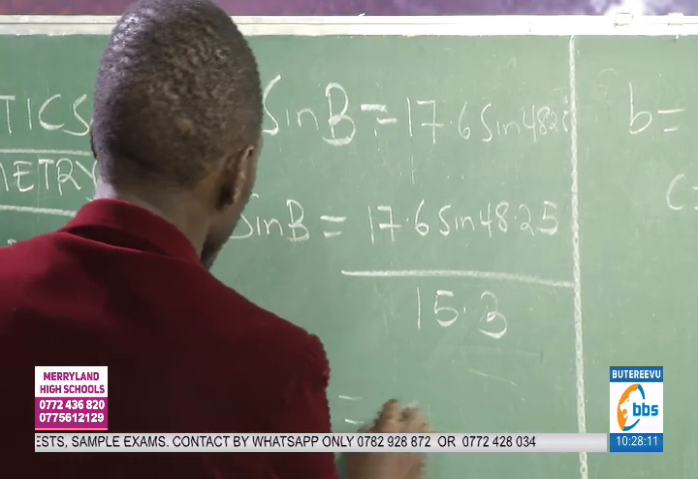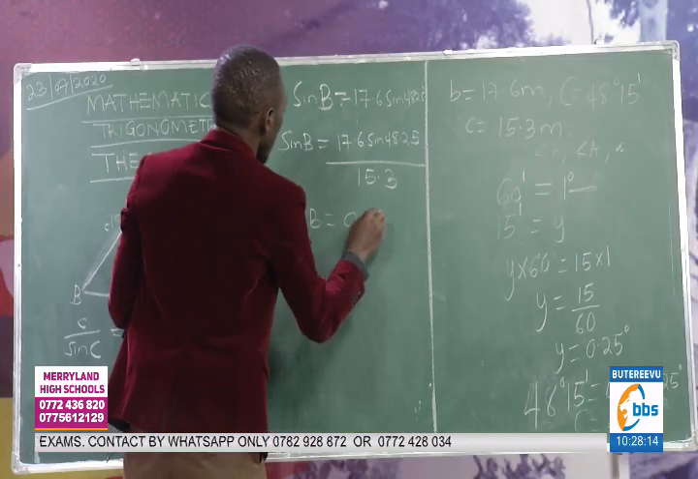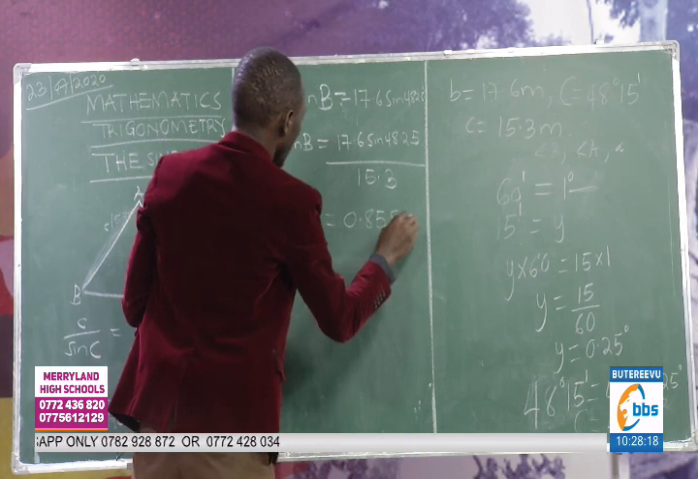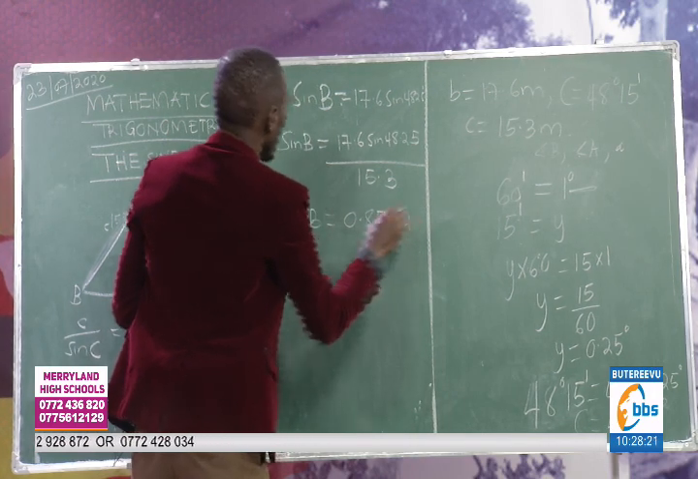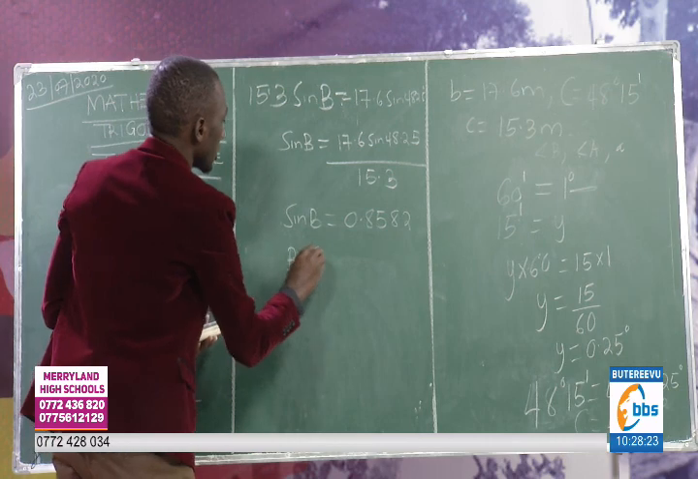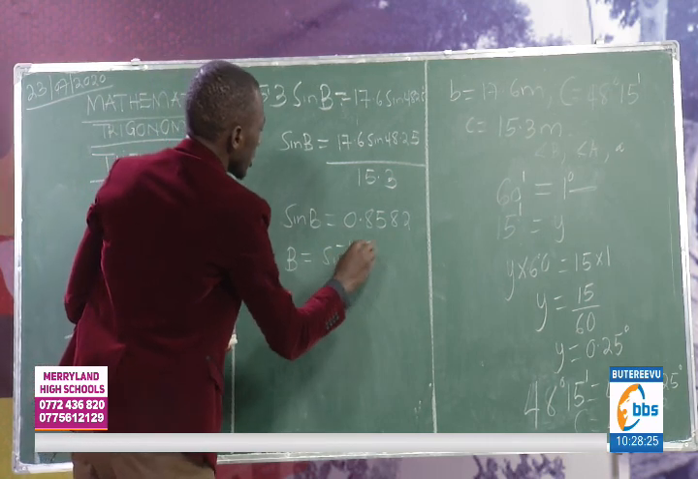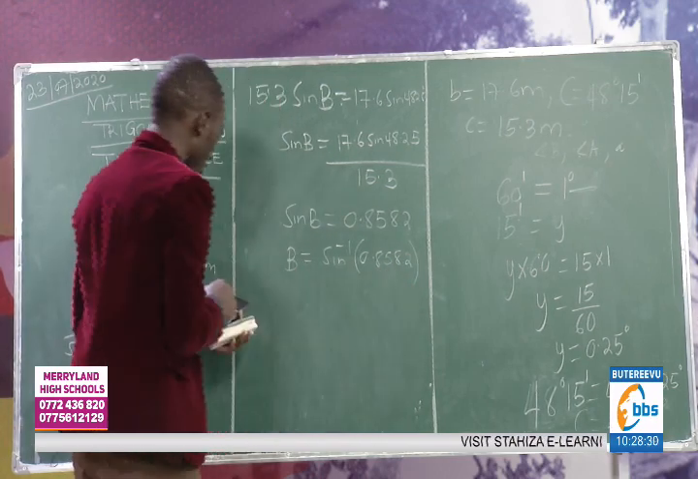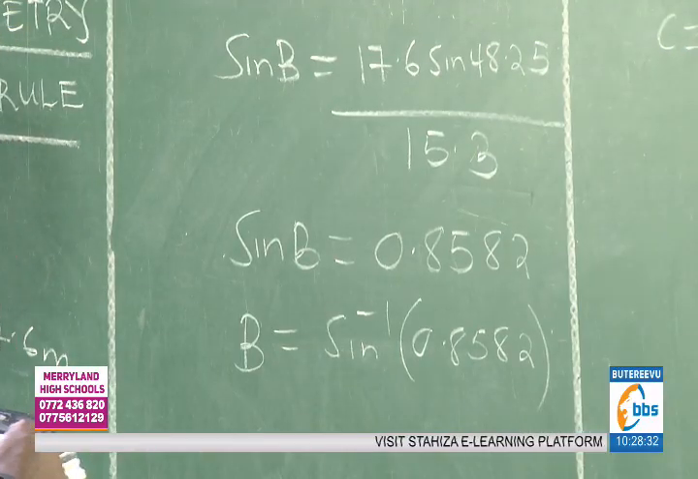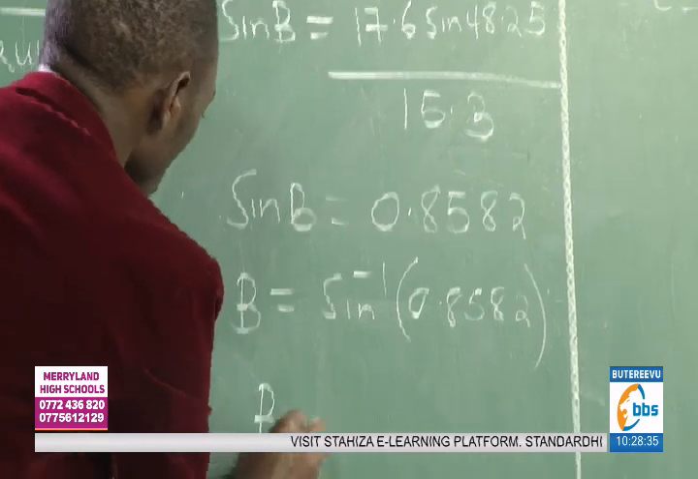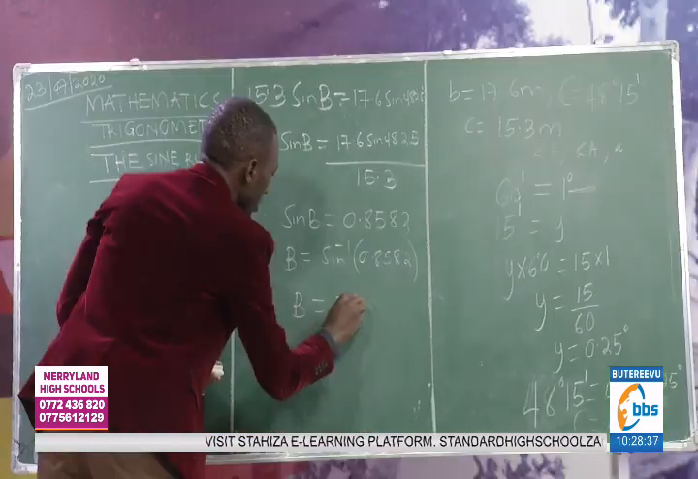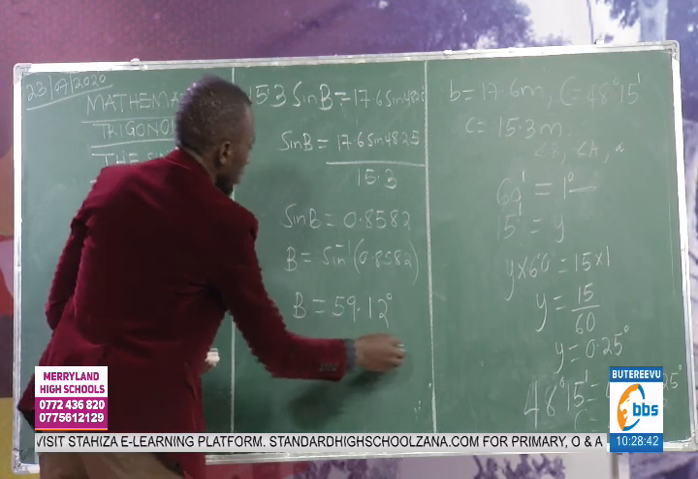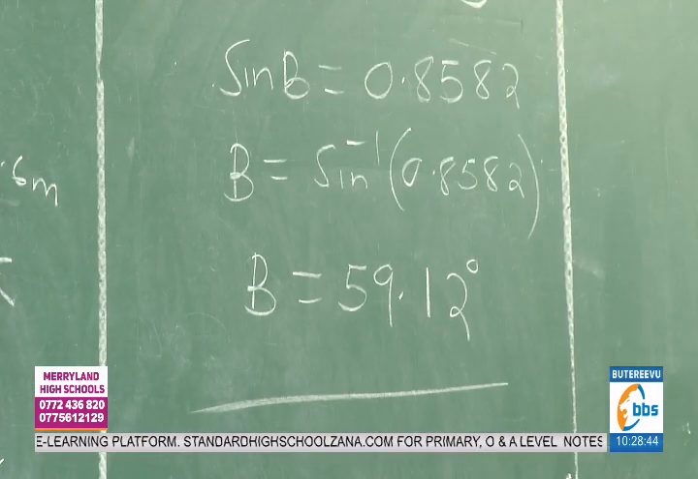The number I first got had a problem because it was above 1. You know, sine always has to be below 1. The maximum is 1. So we have this one here, 0.8582, and I get the sine inverse of that, of 0.8582, to get B. You have to use the shift sign, and this will give us 59.12 degrees. So B is going to be equal to 59.12 degrees. When you round off, you get 59.1.